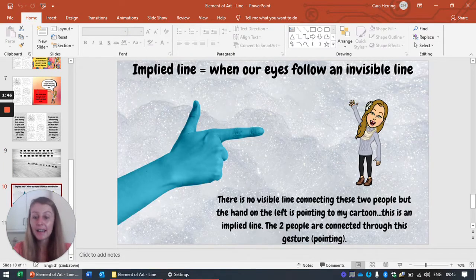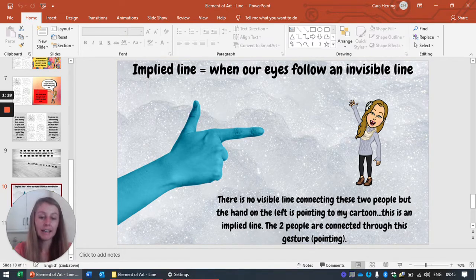An implied line, so we're not going to go too much into this today, but basically an implied line is when you see something and it makes you look at something else. So there looks like there's a relation between these two things, but there's not really. It's just I put this pointing hand here and I put a little cartoon of myself on this side. There is no visible line connecting these two people, but the hand on the left is pointing to my cartoon.